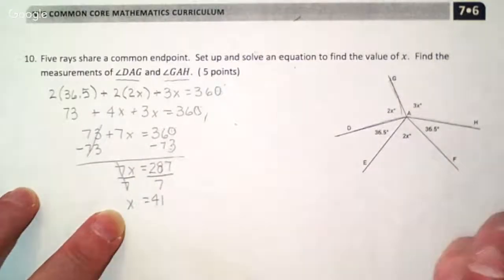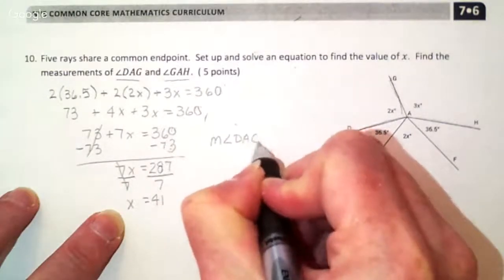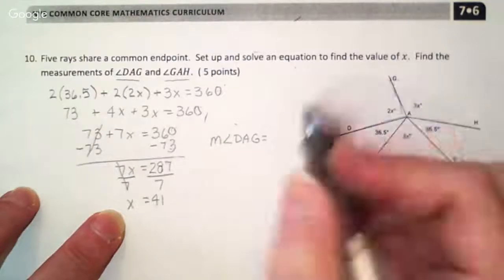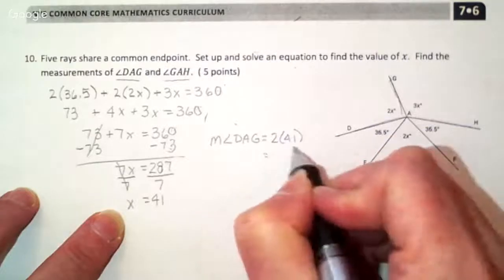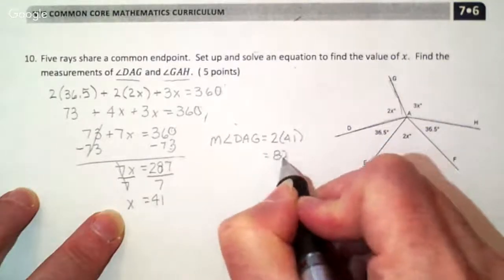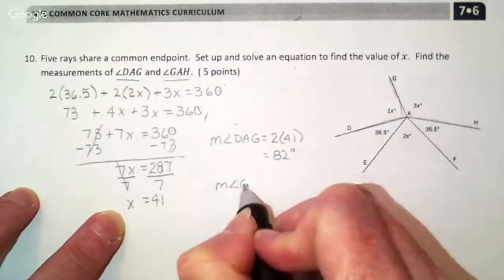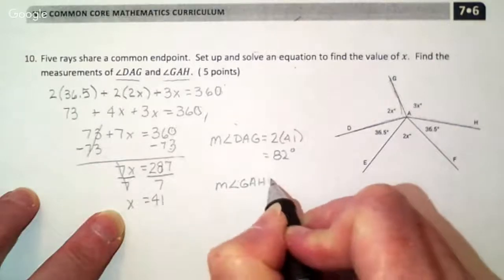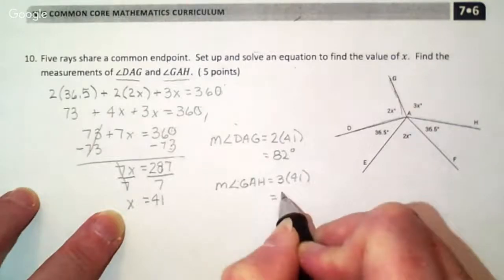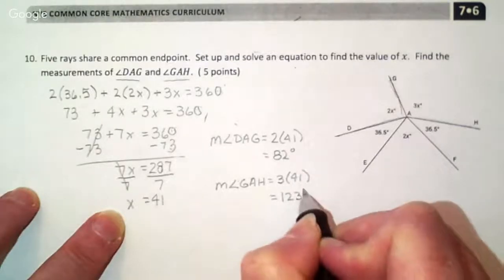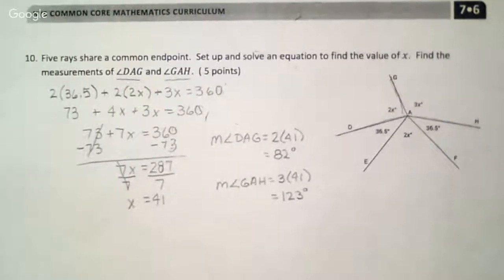But remember, we're not done because we need to find the measurement of DAG, which again is right here, which is 2x, or 2 times 41, which is going to be 82 degrees. And then the measurement of GAH, which is 3x, or 3 times 41, which is 123 degrees. Okay. So let's move on to the next one.